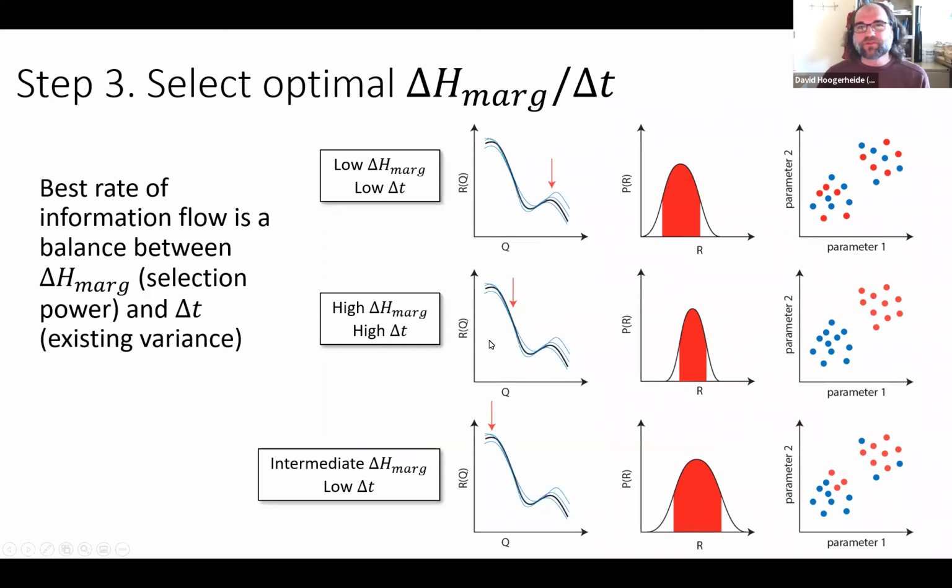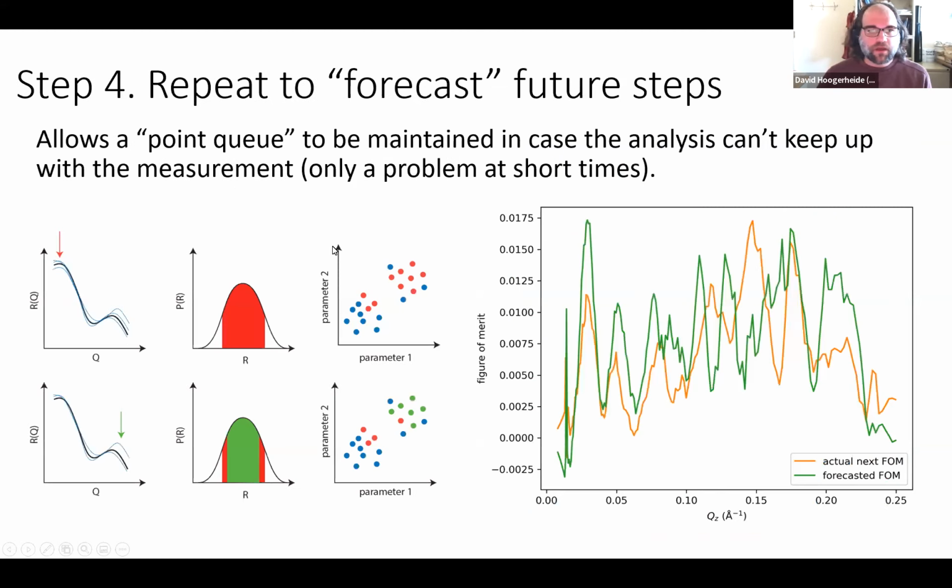In the end, what you want to do is optimize the rate. So you want to find perhaps an intermediate information gain, but one that doesn't take you much time to get there, for example, may be your best option. But this is all done automatically. It's done point by point. You go through all the Q values, you do this calculation, and then you calculate the figure of merit.